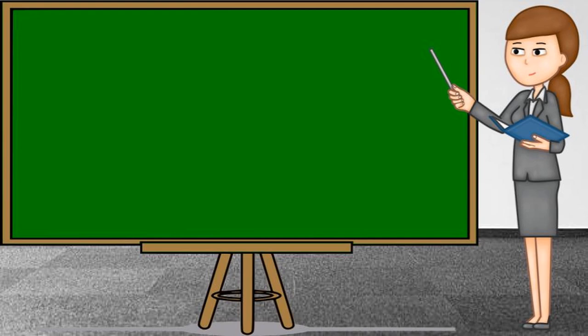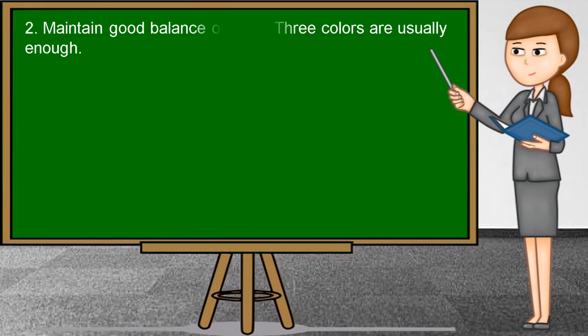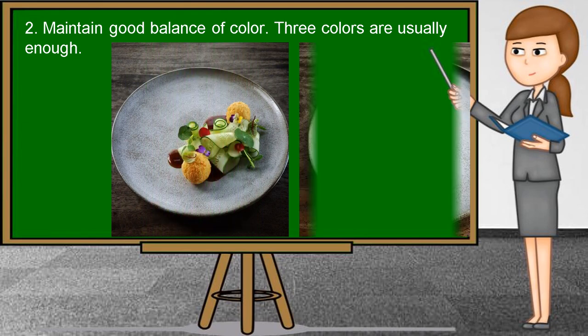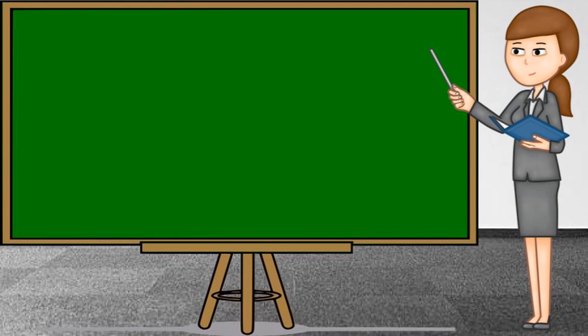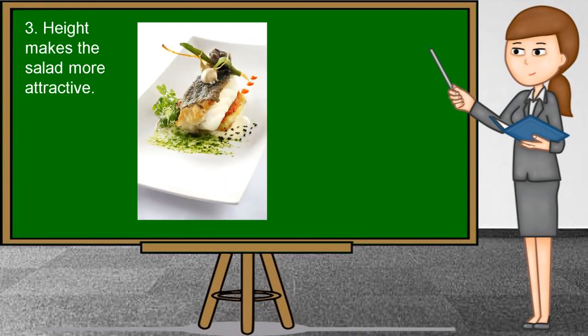The second guideline for arranging salads is, maintain a good balance of color. Three colors are usually enough. The third one is, height makes the salad more attractive.